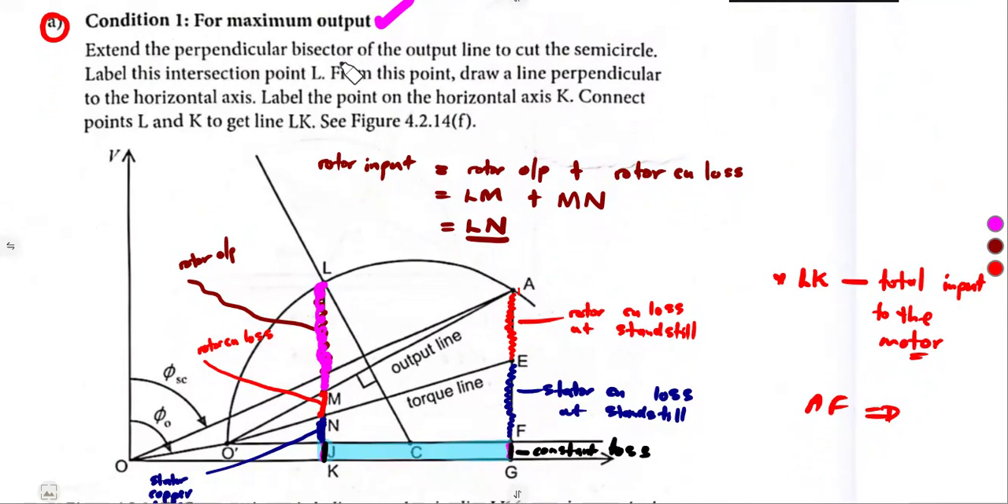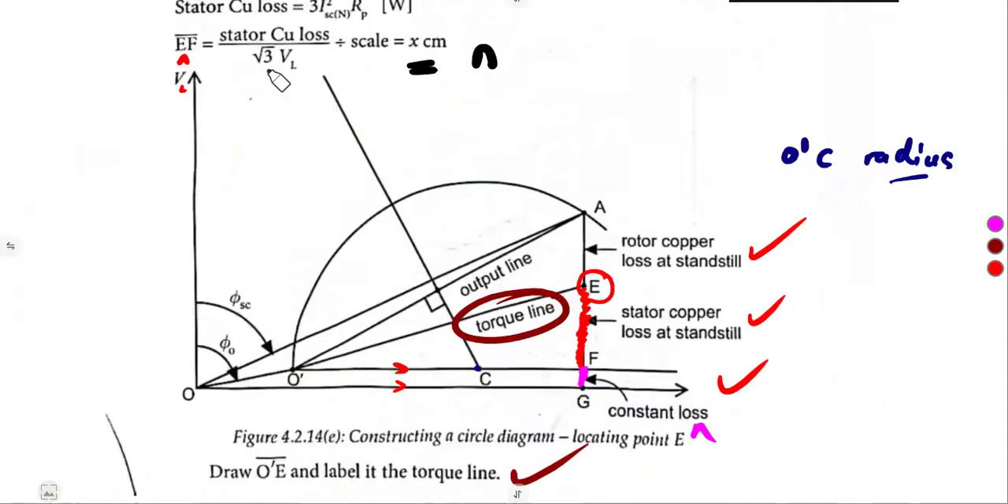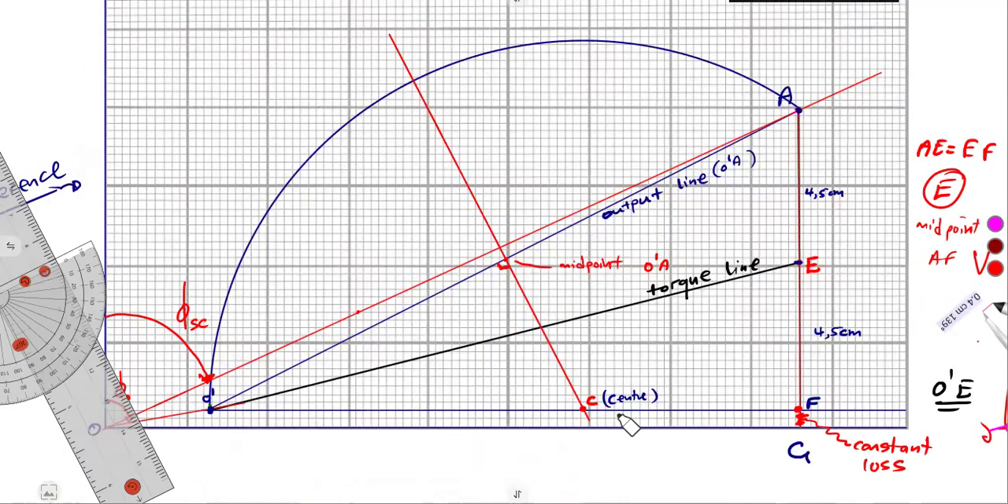Extend the perpendicular bisector of the output line to cut the semicircle, of which in our case, it's already extended. This is our perpendicular, to cut the semicircle. Remember, this is our semicircle. As we can see, it cuts the semicircle at this point. In our case, there's no need to extend. But if yours is not at the semicircle, you must extend this line until it meets with the semicircle. Okay?